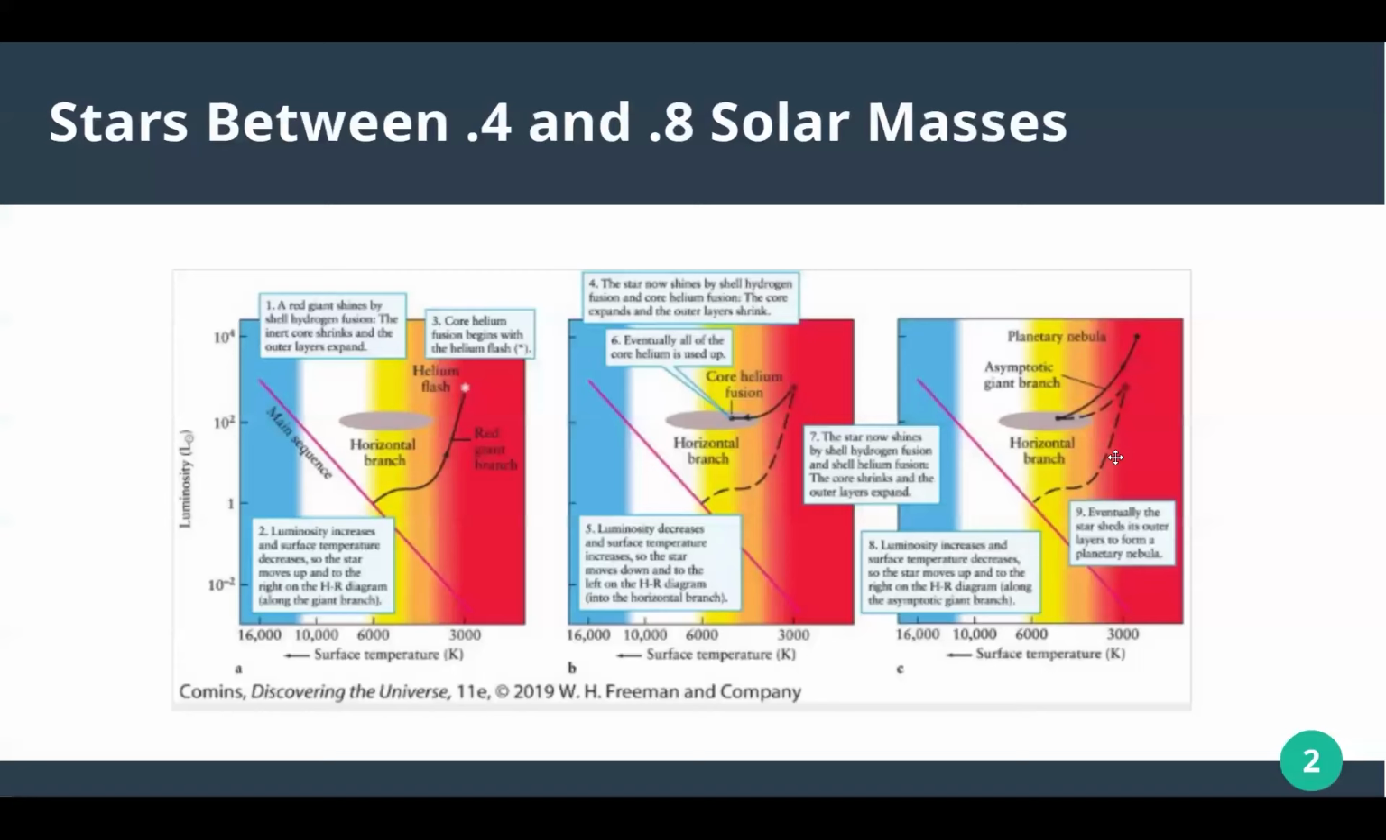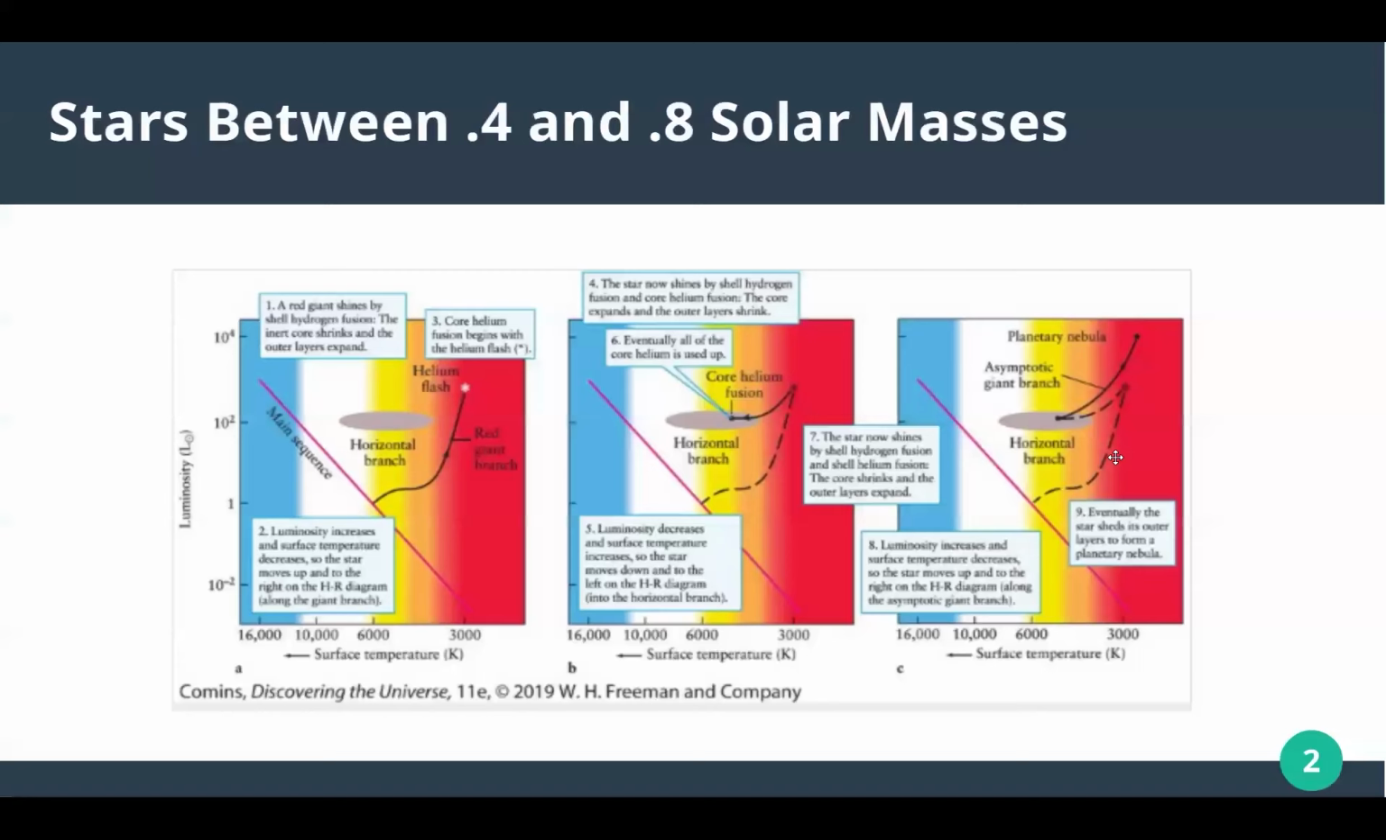So a red giant shines by shell fusion, the inert core shrinks and the outer layer expands. Luminosity increases and surface temperature decreases, so the star moves up and to the right on the HR diagram. Core helium fusion begins with the helium flash. The star now shines by shell hydrogen fusion and core helium fusion. The core expands and the outer layers shrink. Luminosity decreases and surface temperature increases, so the star moves down and to the left on the HR diagram.